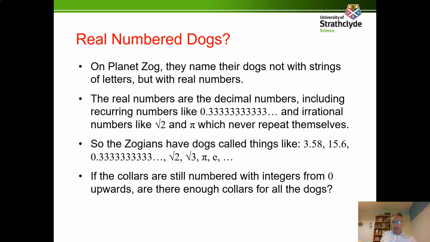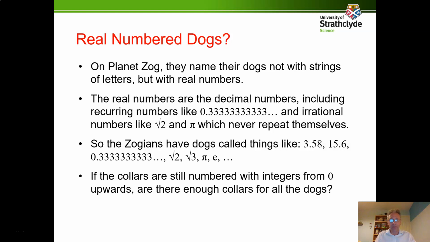So these Zog dogs have names like 3.58, 15.6, 0.3 recurring, the square root of 2, the square root of 3, pi, e. So any real number, any decimal number, including those numbers which never repeat, the irrational numbers. Any one that you like, any real number, that's a dog from Zog. So there's an infinite set of dogs, just as we had before. And I've got an infinite set of collars.